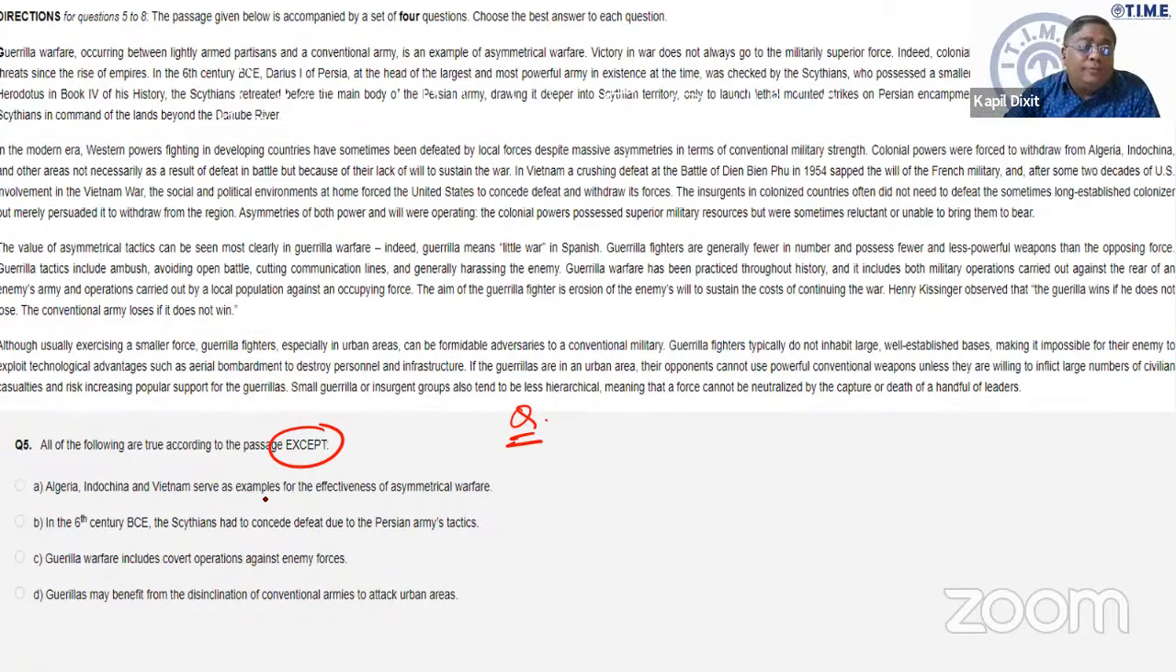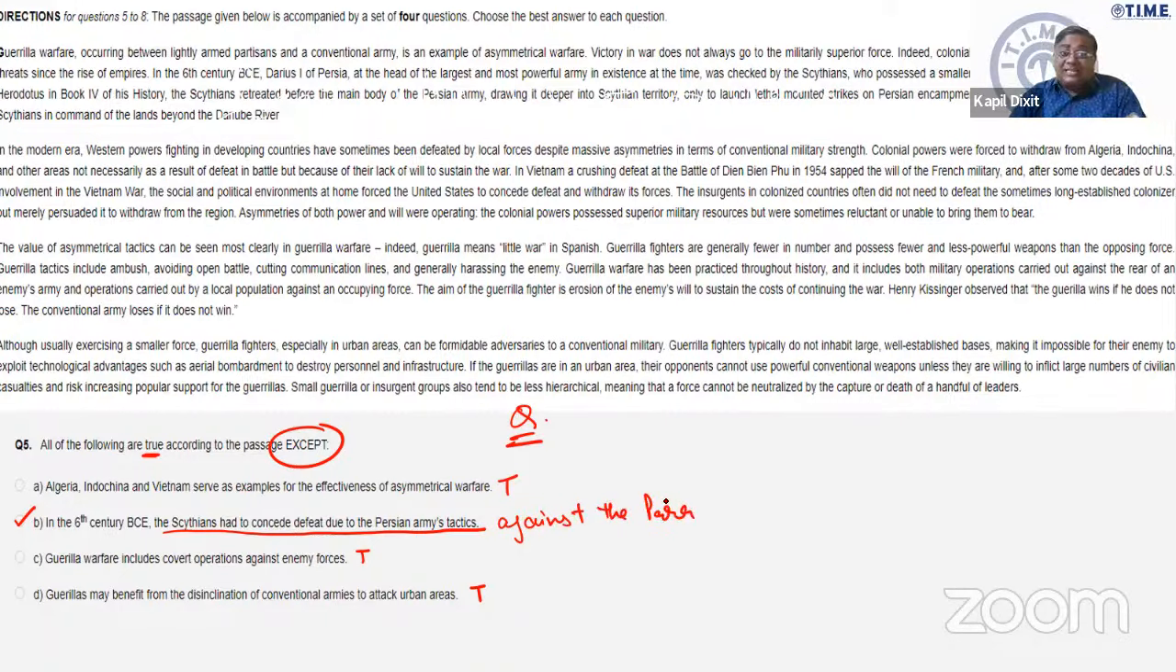All of the following are true except. So in this case, this is true, this is true, this is true, so this is the answer. In the 6th century BC, they had to concede defeat due to the Persian army's tactics. No, the Scythians had to concede. No, they won. They won. Okay, it is against the power. Hence, answer. So option analysis made it easy. The question is an except question, so it is difficult.